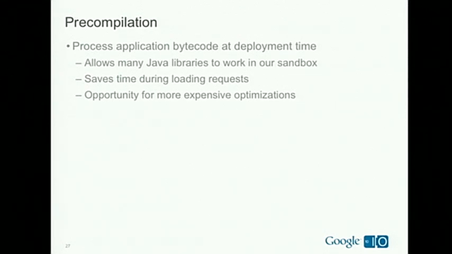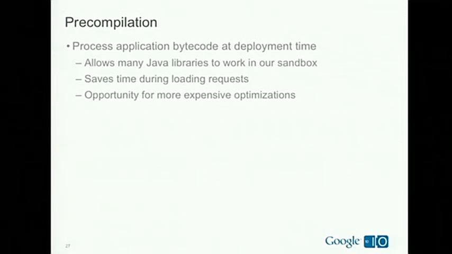So we used to do this dynamically. When we would load a class, we would immediately process the bytecode. But that contributed to some slowness during loading requests. So since a couple of SDK releases ago, when we turned on precompilation by default, what we basically do now is to process all of that bytecode at deployment time. This not only saves us time during loading requests, because it's not work we have to do then and don't have to do redundantly, but it also gives us the opportunity for more expensive optimizations.